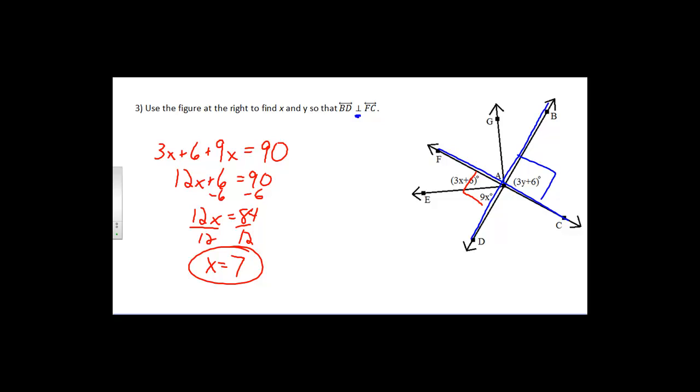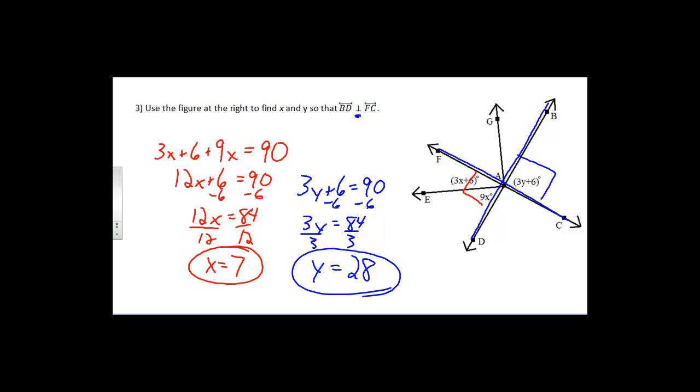We look back at the picture, angle BAC is 3y plus 6. Well, for those lines being perpendicular, that has to be a right angle. So I'm going to set the 3y plus 6 equal to 90. And again, I just need to solve for y. Subtract the 6 to get 3y is 84, and then divide by 3 to get y is 28. So to finish off our problem here, x turned out to be 7, y turned out to be 28, and we are done.